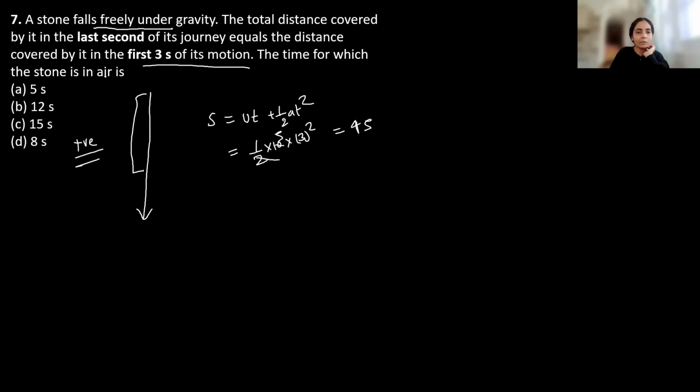Now in the last second of its motion, let's say for t time it is in air. So last second means in the tth second we have to write the displacement. That will be equal to u, which is 0, plus a by 2, that is 10 by 2, into (2t minus 1). And this is given as equal to 45. So from here you can easily calculate. 2t is equal to 10 and t is equal to 5 seconds. So the correct answer will be the first one.